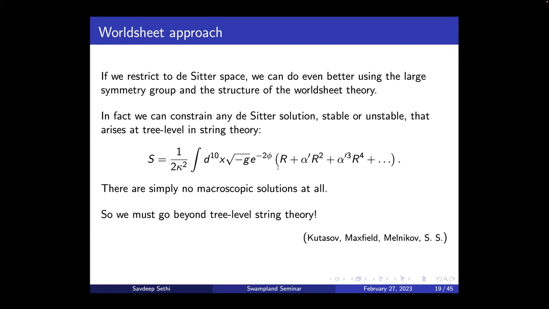And the tree level string effective action has an infinite number of interactions, right? It's just root g R, R squared, R to the fourth, et cetera, plus all the other couplings. But there are no solutions. And you can show that very robustly, no macroscopic solutions. So this argument doesn't rely on details of fluxes or using dualities of any kind. As long as you have a worldsheet description you trust, you can't do it. De Sitter is out.